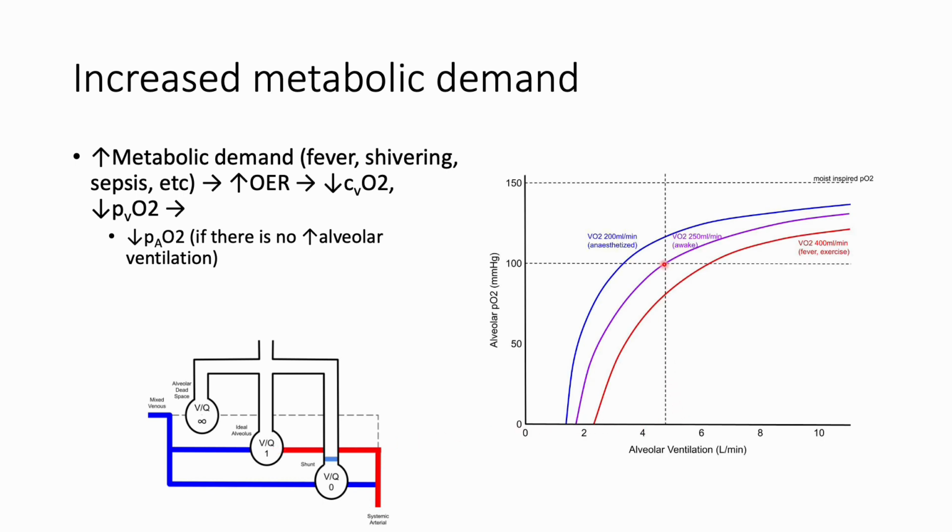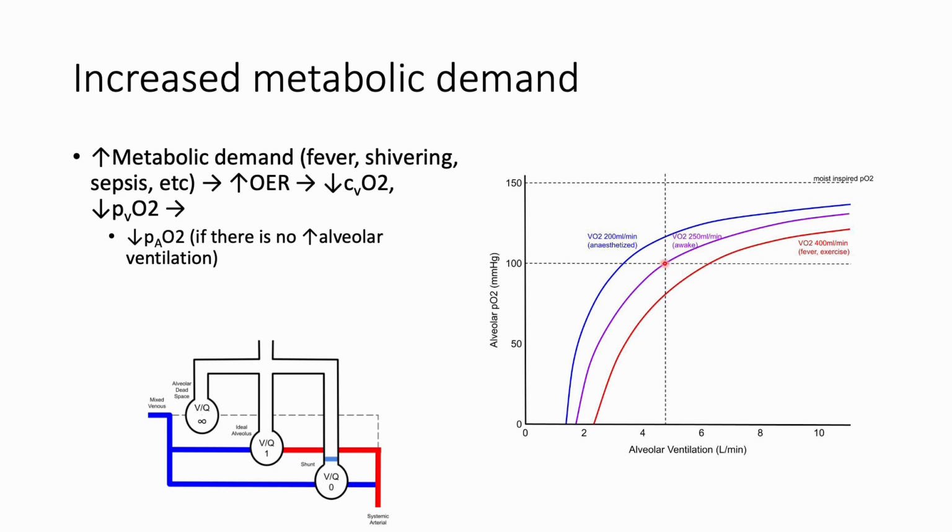Normally, we should be operating at this point here with an alveolar minute ventilation of about 5 and an alveolar PO2 of 100. As we've just worked out, if there's an increase in metabolic demand, then alveolar PO2 will decrease. However, this should be sensed by the peripheral chemoreceptors, which should result in an increase in minute ventilation, and so the new homeostatic point should be here, with a normal alveolar PO2, but at the expense of increased minute ventilation.